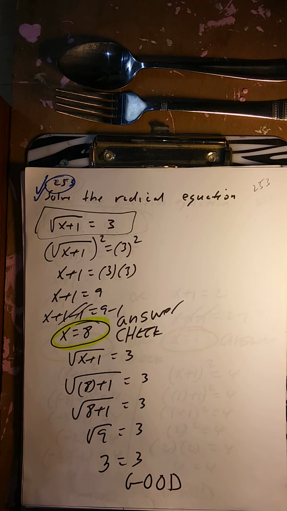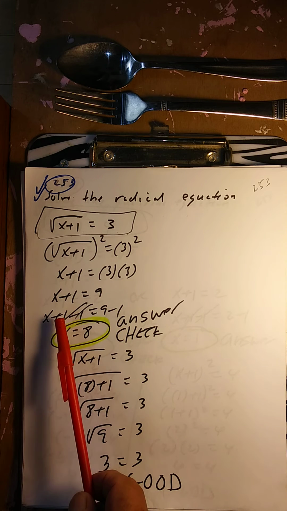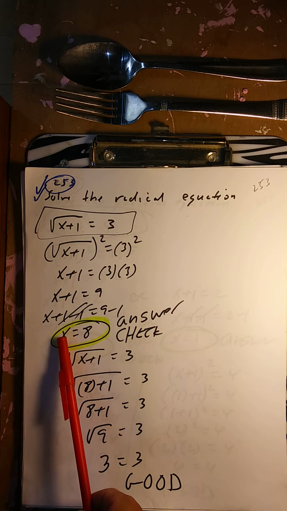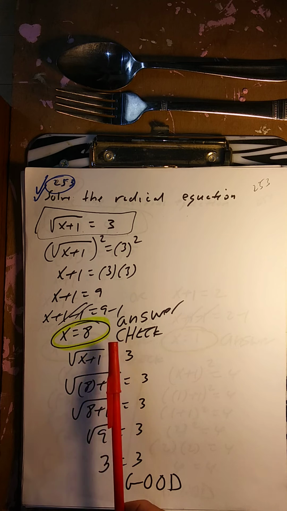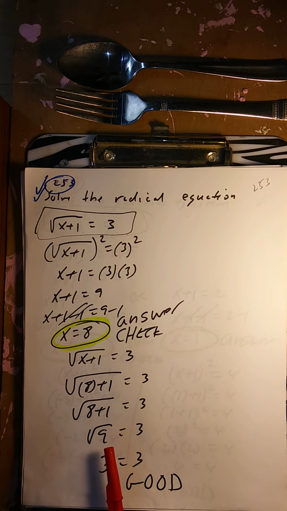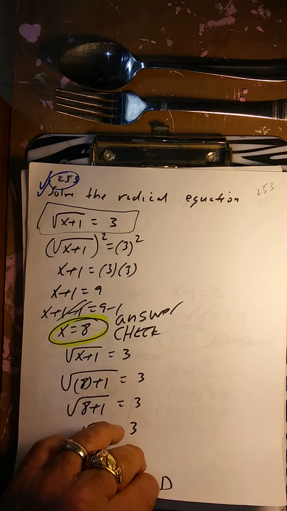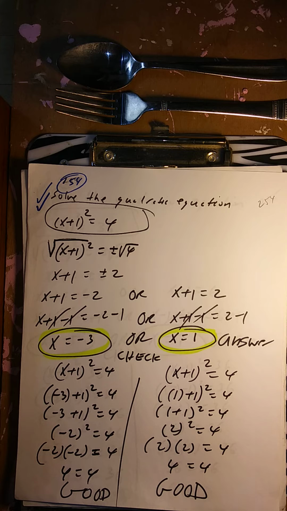It checks. Square both sides again. So we have x plus 1 equals 3 times 3, which is 9. Minus 1, so x equals 8. Does that work? Check it. Put the 8 in there. 8 plus 1 is 9. Square root of 9 is 3. It works. 3 equals 3. Yes. It's good.